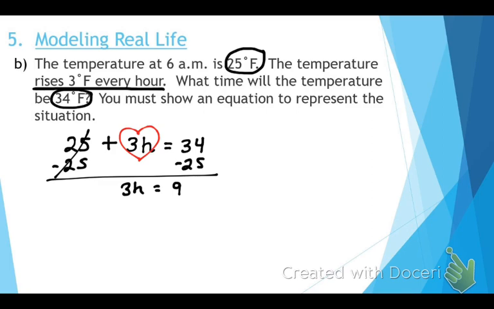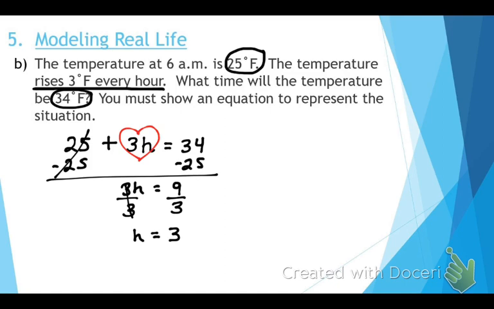What's not allowing the H to be alone? 3. What about the 3? Multiply by 3. How do I get rid of multiply by 3? Divide by 3 on both sides. 3 divided by 3, you're left with plain old H. What is 9 divided by 3? 3. So is my answer 3?